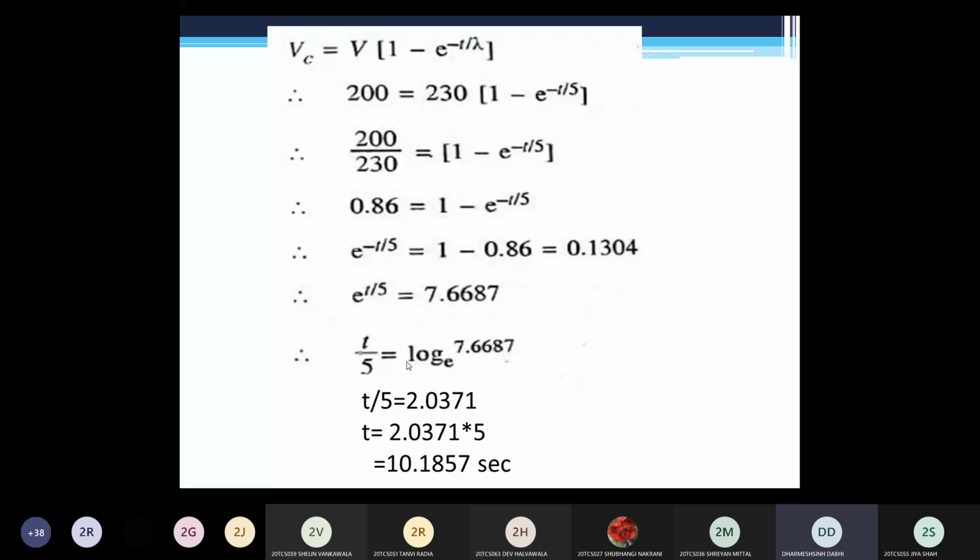Anyone have a doubt in this example? Any doubt, Shama? Yes or no? Anyone have a doubt? No, sir. Okay, so move to the next topic.